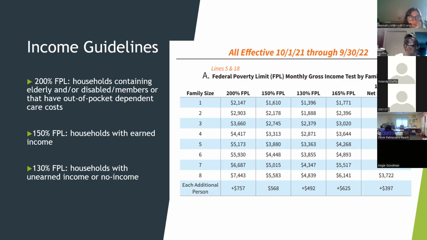So what we tell people is when you look at this card, if you think your household is below that, then give us a call. If you think it's pretty close, give us a call. But if it's over, probably not going to be eligible.